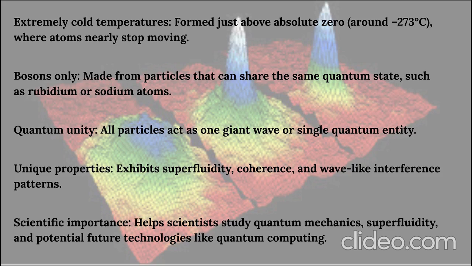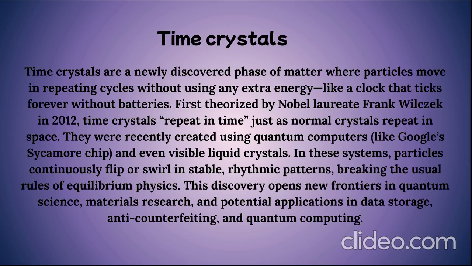slow down almost completely. It is made only from bosons, particles that can share the same quantum state, such as rubidium or sodium atoms. In this state, all the particles act together as one giant wave or single quantum entity, showing quantum unity. BECs have unique properties like superfluidity, coherence, and wave-like interference patterns. They are scientifically important because they allow researchers to study quantum mechanics, superfluidity, and potential applications in future technologies such as quantum computing.